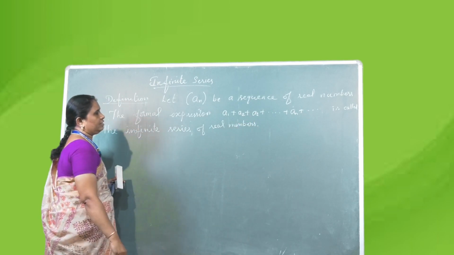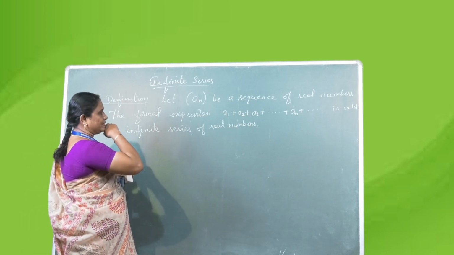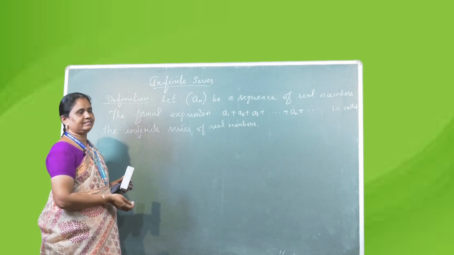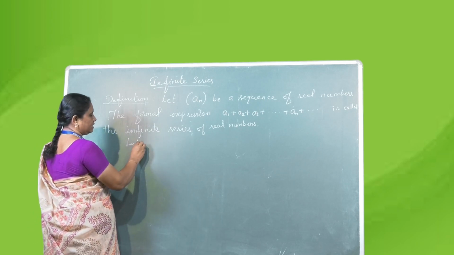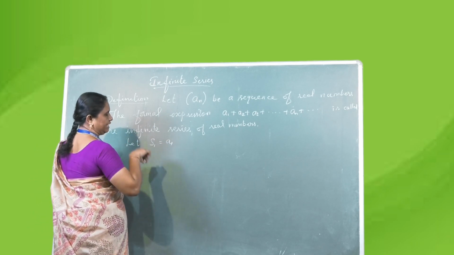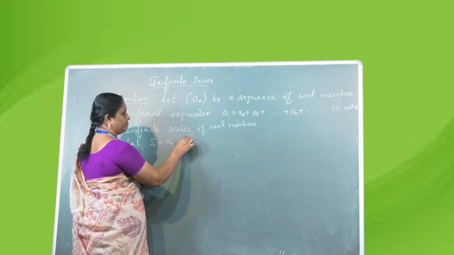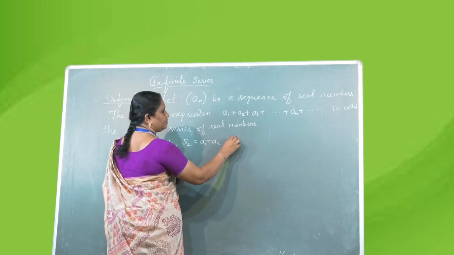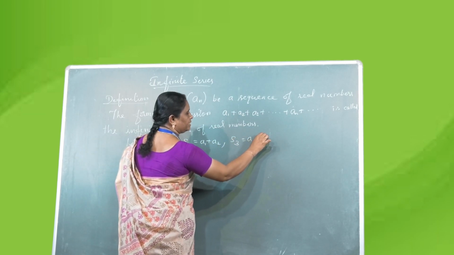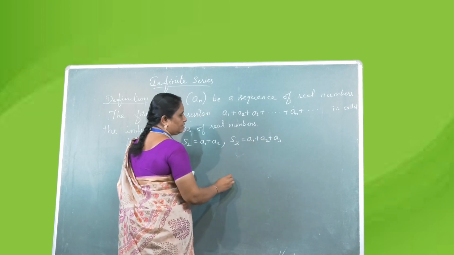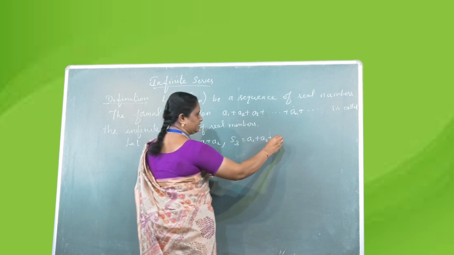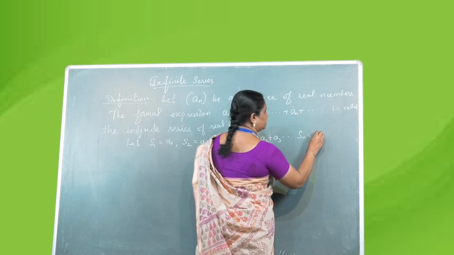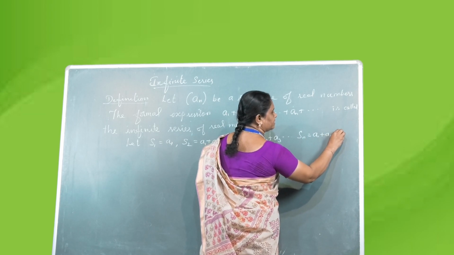So from a sequence we are getting the infinite series as the given expression a1 plus a2 plus a3 plus etc. an plus etc. Let us consider s1 as the first element a1, and the sum of the first two elements as s2, which is equal to a1 plus a2, and s3 as a1 plus a2 plus a3, that is the sum of the first three elements, etc. And sn as the sum of the first n elements, a1 plus a2 plus etc. an.